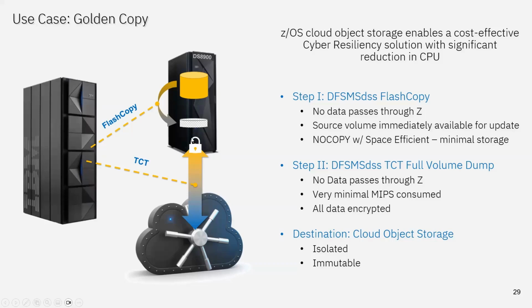And then you can do an HSM migrate that off to Cloud Object Storage, or you can dump data directly to Cloud Object Storage. You can do either one. But the data is encrypted before it goes on the line. And then, once it's in Cloud Object Storage, it's isolated, it's immutable, and it can be a way of getting a very low cost golden copy of your data out in Cloud Object Storage.